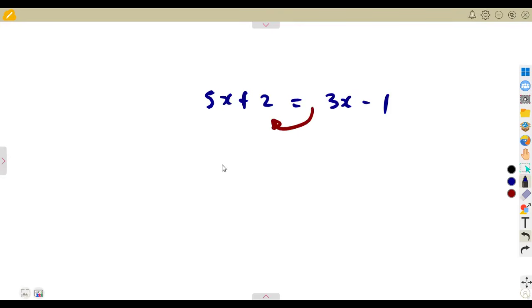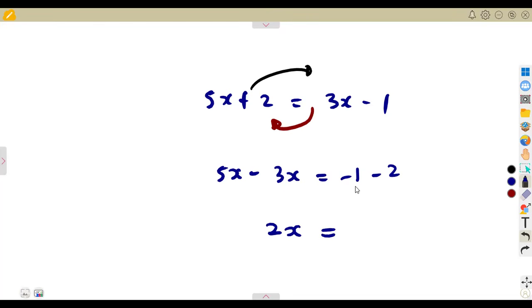I transpose this, so that will be 5x minus 3x. It was a positive, so the moment it crosses the equal sign, it changes its sign. I transpose the positive to this side, it's a minus. So this is going to be equal to minus 1 already on the right-hand side, minus the 2. So that's 2x from 5x minus 3x, which is equal to minus 1, minus 2, which is minus 3.